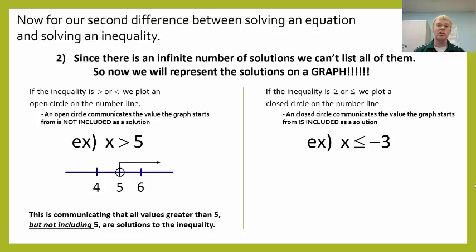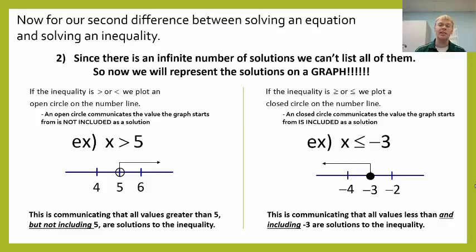And a closed circle is telling us that we do include the value on the number line here. So you can see we include -3, one integer to the left and one integer to the right with -4 and -2. And this is less than -3 are the solutions. So we're going to graph every value that is to the left of -3. And again, the closed circle is telling us that it's everything to the left and including -3 as a solution to our inequality.